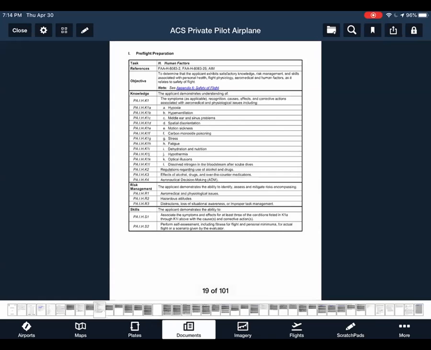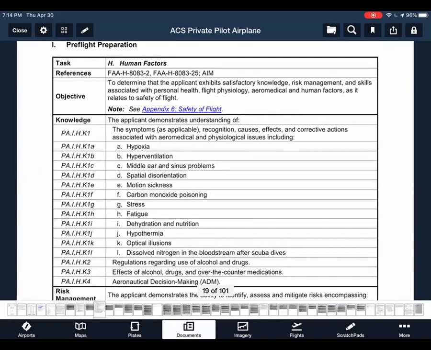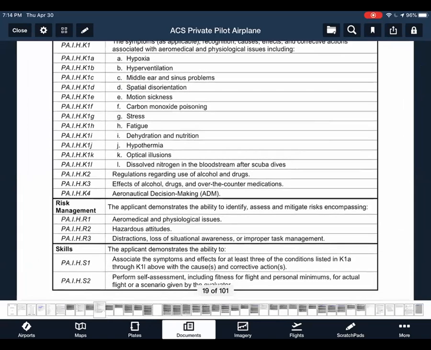end of course as well. So when we get into human factors, the specific areas that we're going to be focusing on tonight is, as we can see, one of the knowledge elements when it comes to human factors is the applicant demonstrates understanding of the symptoms as applicable, recognition, causes, effects, and corrective actions associated with aeromedical and physiological issues, including, and for us tonight, we're specifically going to focus on D, spatial disorientation. However, before we get there, we can see under risk management, the applicant also demonstrates the ability to identify, assess, and mitigate risks encompassing hazardous attitudes. So that's what we're getting into now, is discussing these hazardous attitudes.